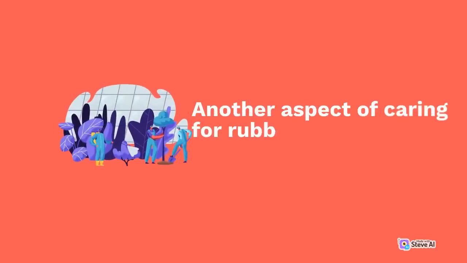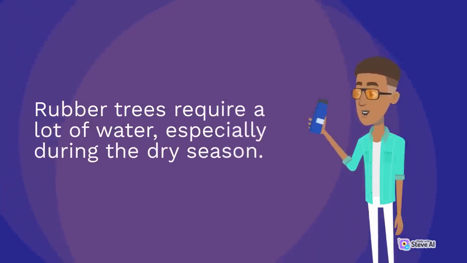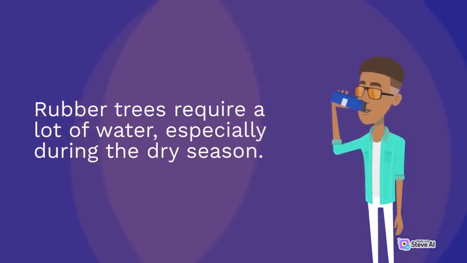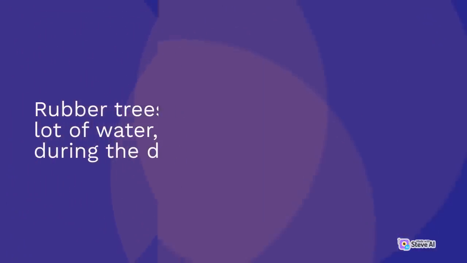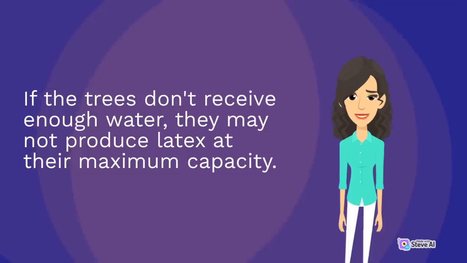Another aspect of caring for rubber trees is irrigation. Rubber trees require a lot of water, especially during the dry season. If the trees don't receive enough water, they may not produce latex at their maximum capacity.